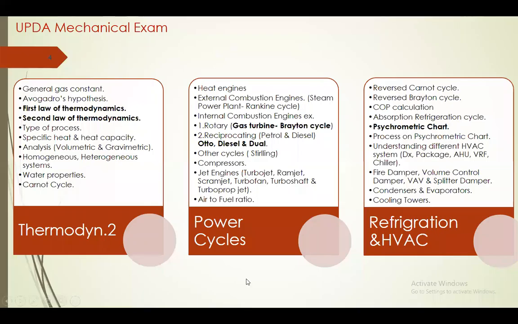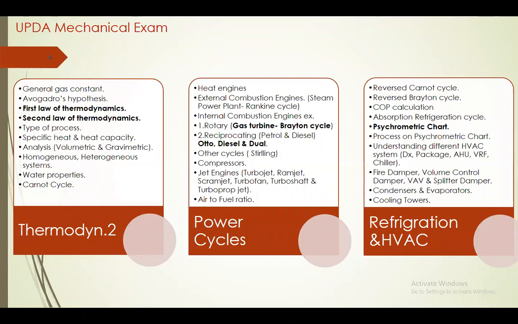Thermodynamics continues for general gas constant, Avogadro's hypothesis, first law of thermodynamics, second law of thermodynamics, this is also related. Also theoretical, it's coming as theoretical question for this part, but numerical too. Types of process like isobaric process, isentropic process, isothermal process, and so on.